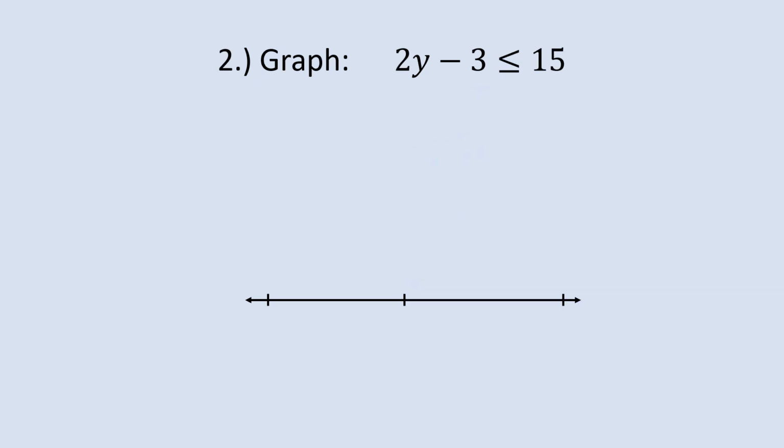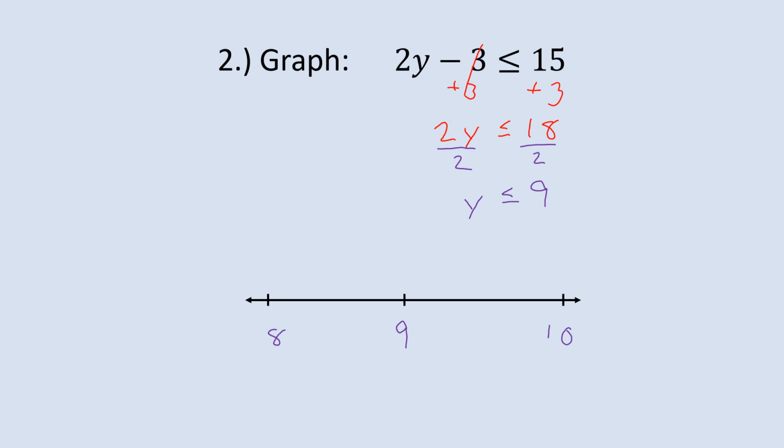All right, let's do this next one. So we have 2y minus 3 is less than or equal to 15. So we're going to add 3. Now we have 2y is less than or equal to 18. And we're going to divide by 2. So y is less than or equal to 9.